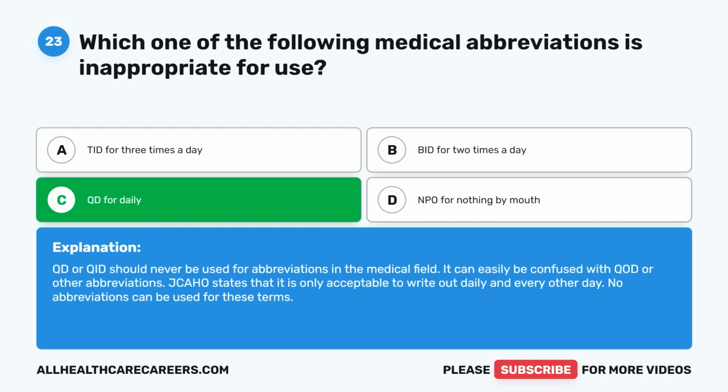JCAHO states that it is only acceptable to write out daily and every other day. No abbreviations can be used for these terms.